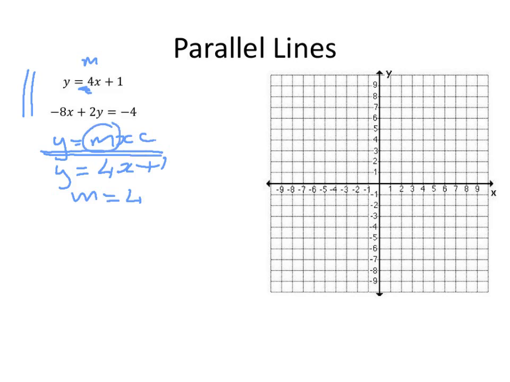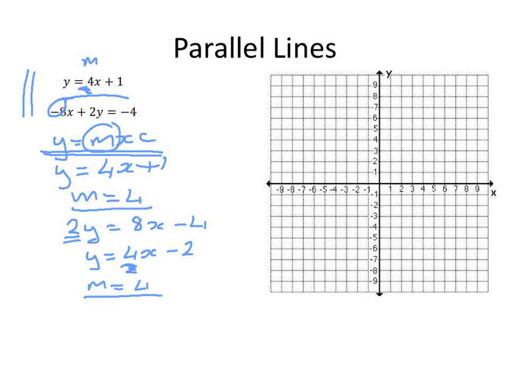Well, let's start. So that's 2y = this -8x must come over and become positive 8x - 4. Divide everything by 2 so that we have y by itself. Divide everything by 2. And now I can read off in this graph, the gradient is also 4. And because the gradient in both graphs is 4, then these lines are parallel.